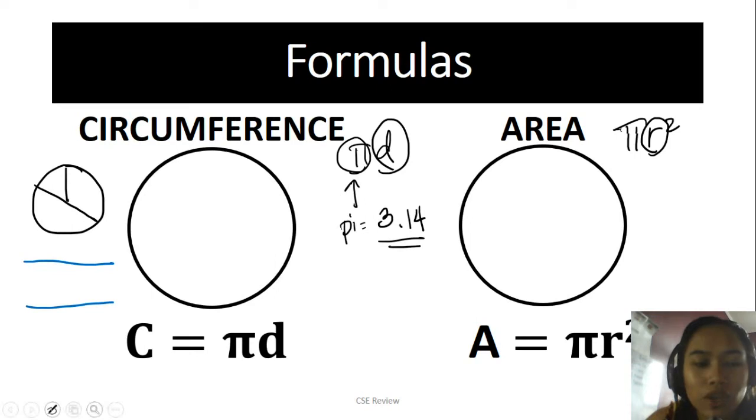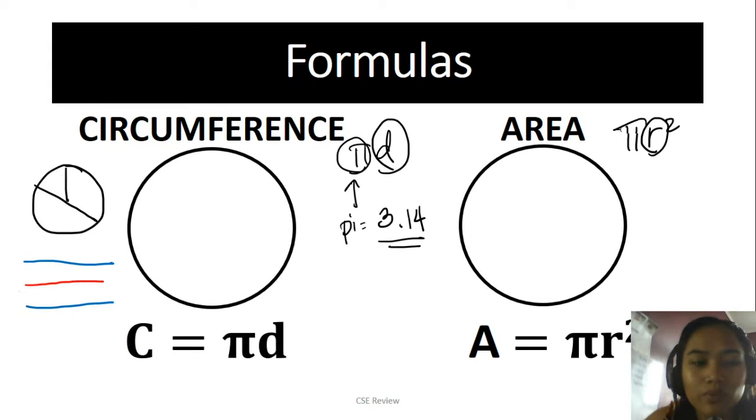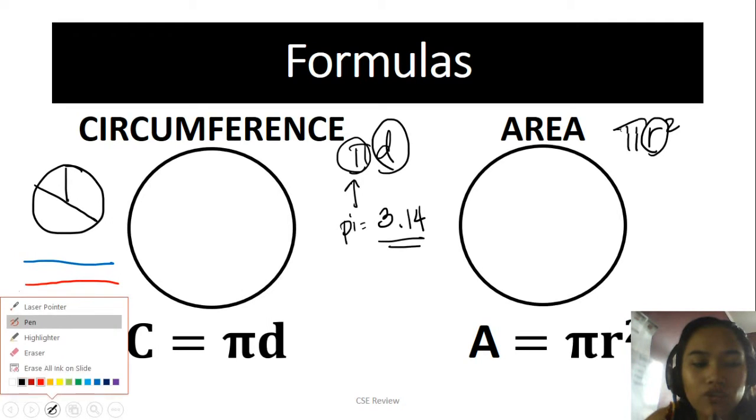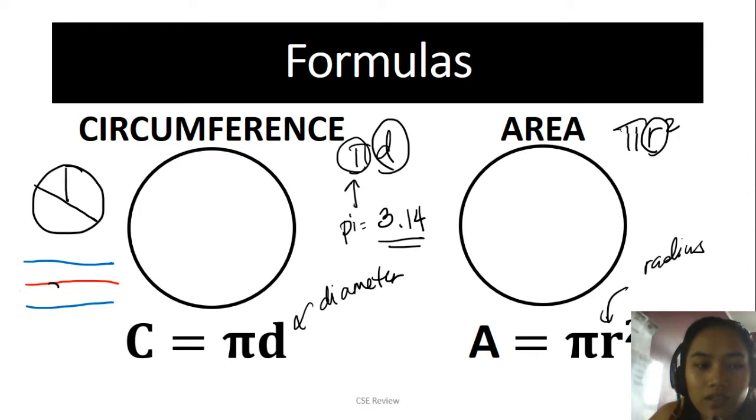Remember when you used to write sa papel, tas ganyan yung itsura? Meron tayong blue to red, red to blue, right? Now, the next thing that you need to do is to try to draw or to write down yung R tsaka D. D stands for diameter, okay? And R stands for radius, okay? Now, in order for you to understand kung alin ang mas mahaba, you just need to write it down. So, pag sinulat natin yung D, ganyan siya. Kung susulatin natin yung R, ganyan siya.